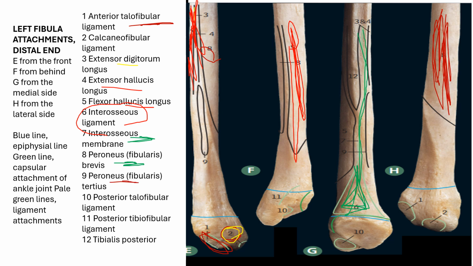Another muscle, peroneus tertius. Peroneus tertius is the muscle present on the anterior surface. The peroneus tertius originates from the distal one-third of the anterior fibula and inserts at the base of the fifth metatarsal, supplied by the deep peroneal nerve.